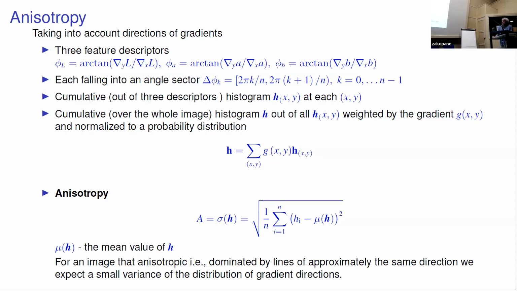Okay, so the idea behind it was that for an image which is anisotropic, so dominated by lines approximately in the same direction, we expect a small variance of the distribution of gradient directions.